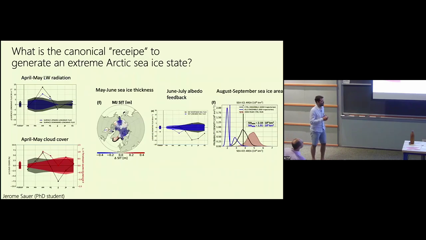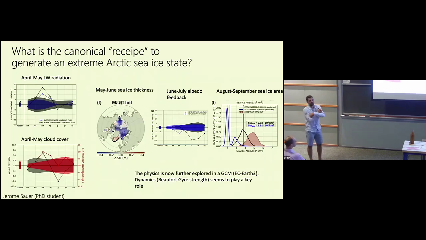So this is very interesting, and as I said, we are now moving to a full-blown global climate model, namely EC-Earth, where we have interactive dynamics. In the PLASIM model, there is no dynamics, so it really also limits the reach of the conclusions. And what we find with EC-Earth is that the dynamics actually plays a big role. In particular, the strength of the Beaufort gyre is a strong helper to generate those sea ice extent extremes.